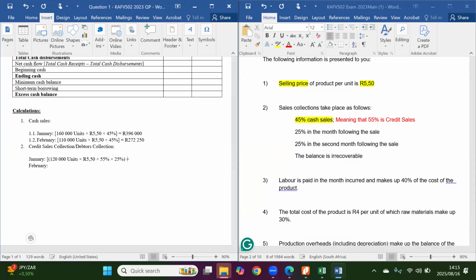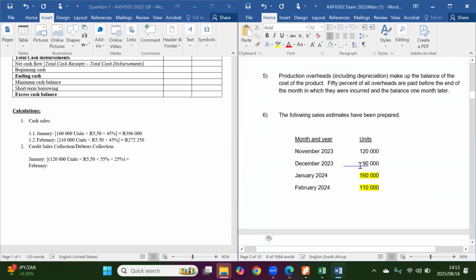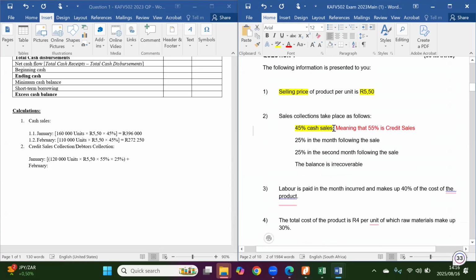We are not done. That was for the month of November. Now we're going to the month of December. So for the month of December, they sold a total of 90,000 units. 45% of it was cash sales, but then there's a 55% of that 90,000, which is credit sales. 25% of it is collected in the month following the month of December. So the month following, as far as December is concerned, is when? It is the month of January. Does it make sense?